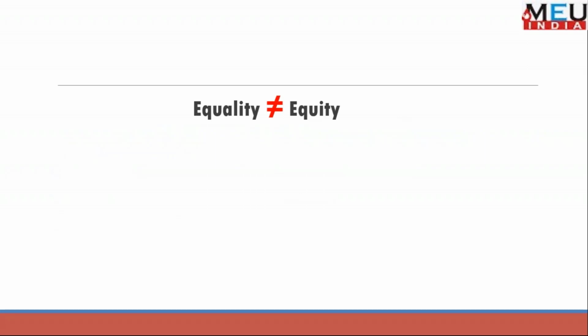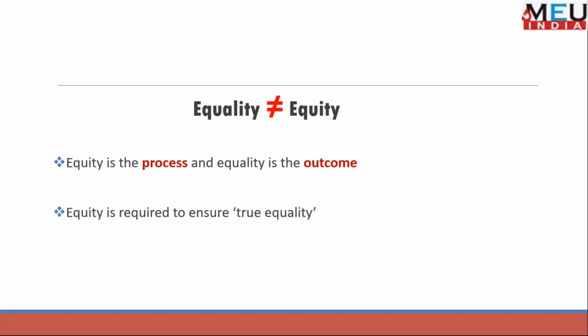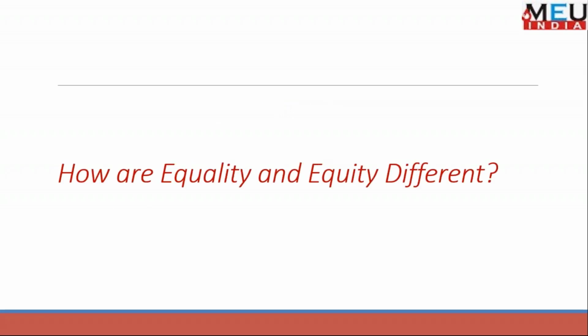Now, two words which are very important: equality and equity. Equality and equity are not synonyms, they don't mean the same. Equity is a process and equality is the outcome. I'll help you clarify this definition. Equity is required to ensure true equality. So how are equality and equity different?